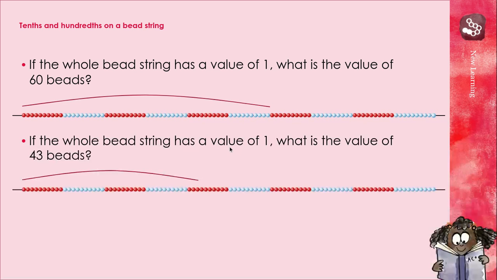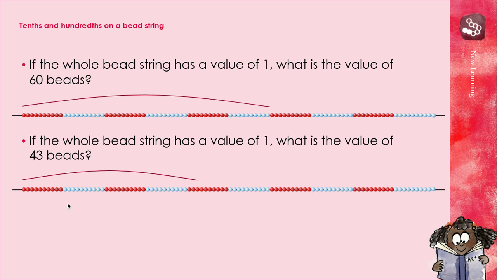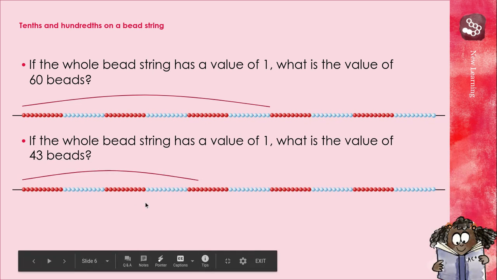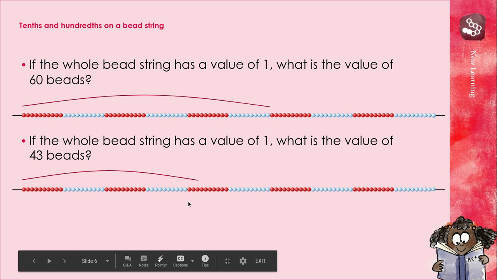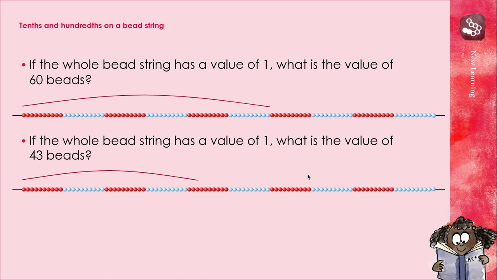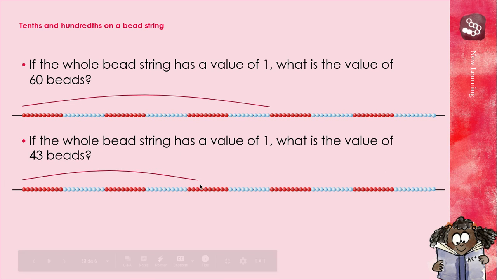Exactly the same with this bottom one, or not exactly the same actually, almost the same. Now this time I'm looking at 43 beads. So I cannot express this as a number of tenths, because I'm not just dealing with groups of 10. I'm dealing with groups of 10, and I've got this little remainder of 3 here. So it doesn't equally divide into 10. So what I have to do is represent this as a number of hundredths. So how many of the 100 beads have I identified, and how would I express that as a fraction?